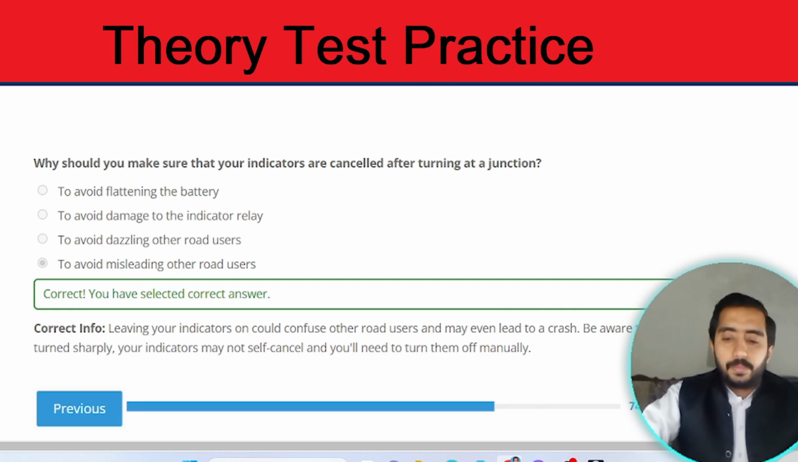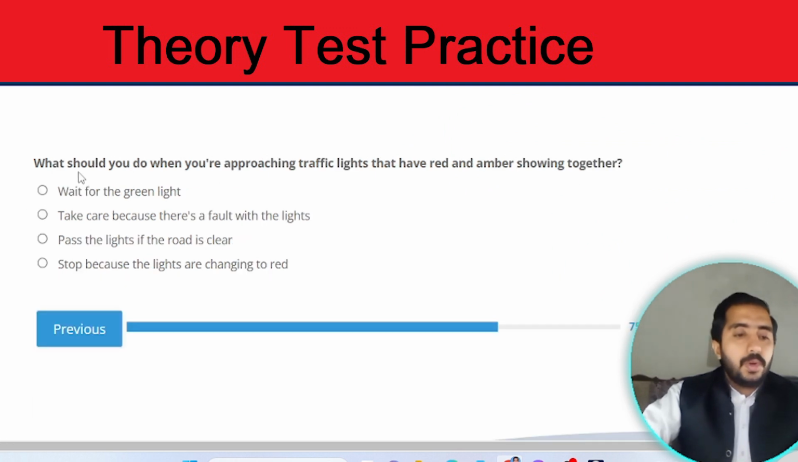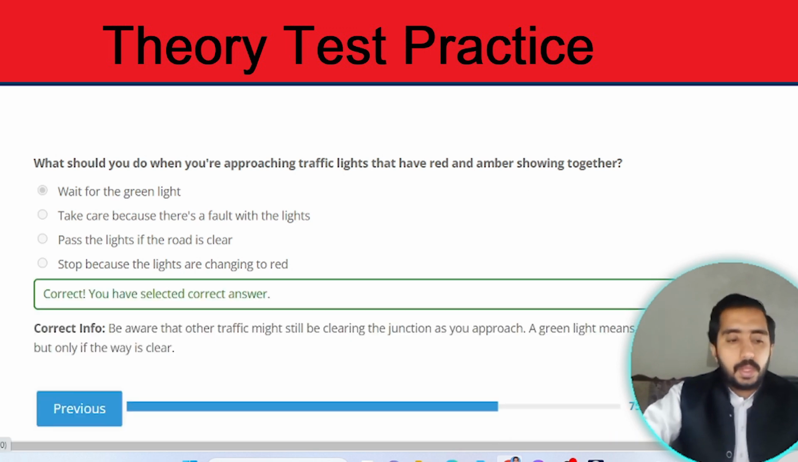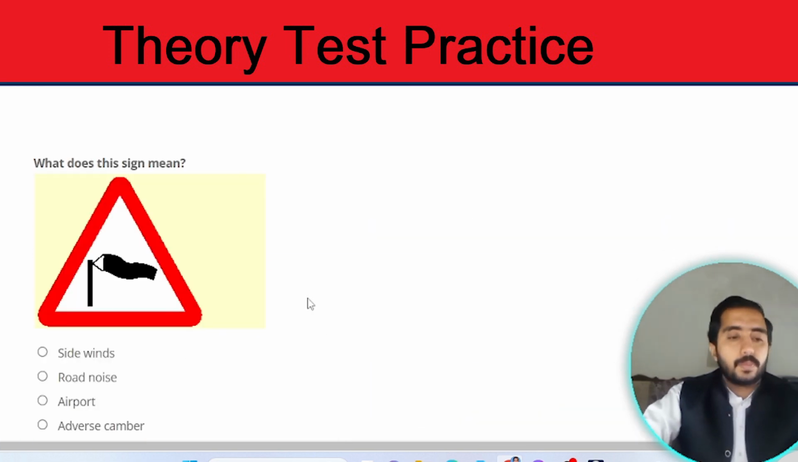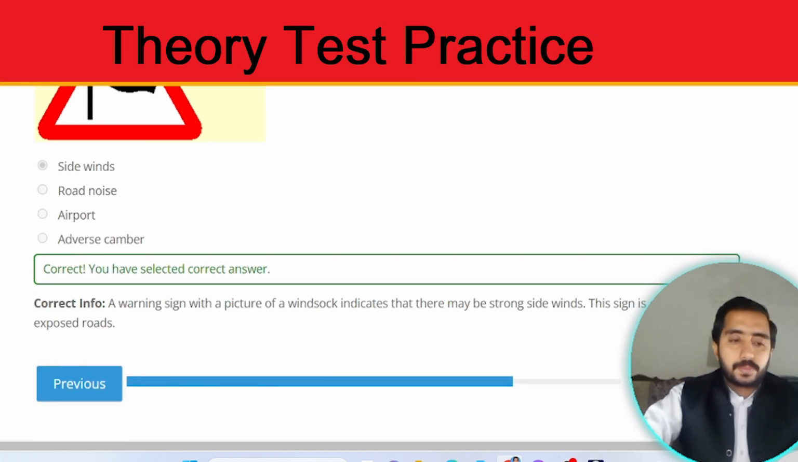Option D. Next one. What should you do when you are approaching traffic lights that have red and amber showing together? The correct option is wait for the green light. Next one. This sign is represented by humps on the road. Next one. This sign is represented by side winds. Option A is the correct one.